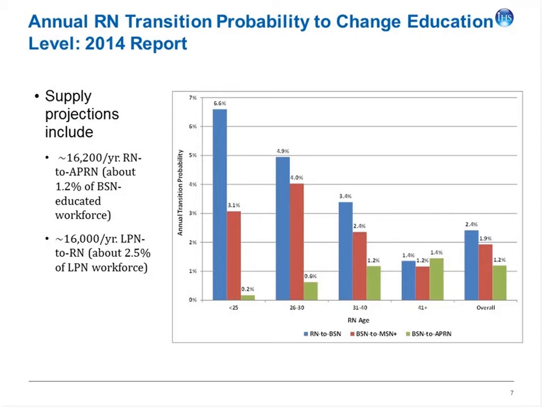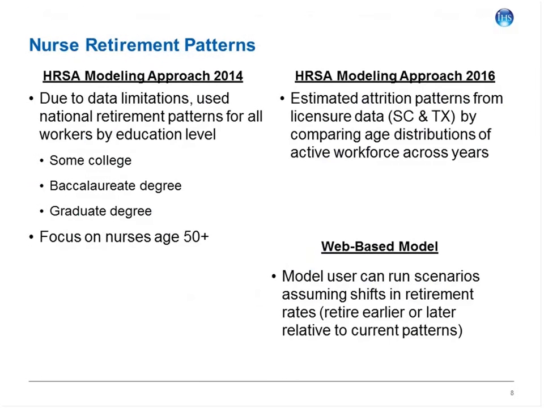Within the model, we have information on the likelihood that nurses would have some career changes. In particular, those that are RNs will move out of the traditional RN workforce and become an advanced practice nurse, and then also those that are a licensed practical nurse that would move into the traditional registered nurse workforce, and that differs by nurse age. Then we have retirement patterns.